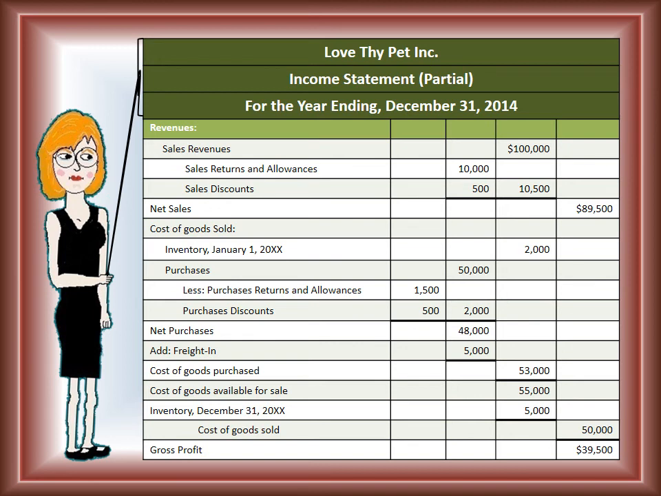Now let's look at the sections. We have the header section, the revenue section, and the cost of goods sold section of a partial income statement. Here is our net sales. Here's our cost of goods sold. We subtract our cost of goods sold from our net sales and we get gross profit. And that's where we're going to end this partial income statement.